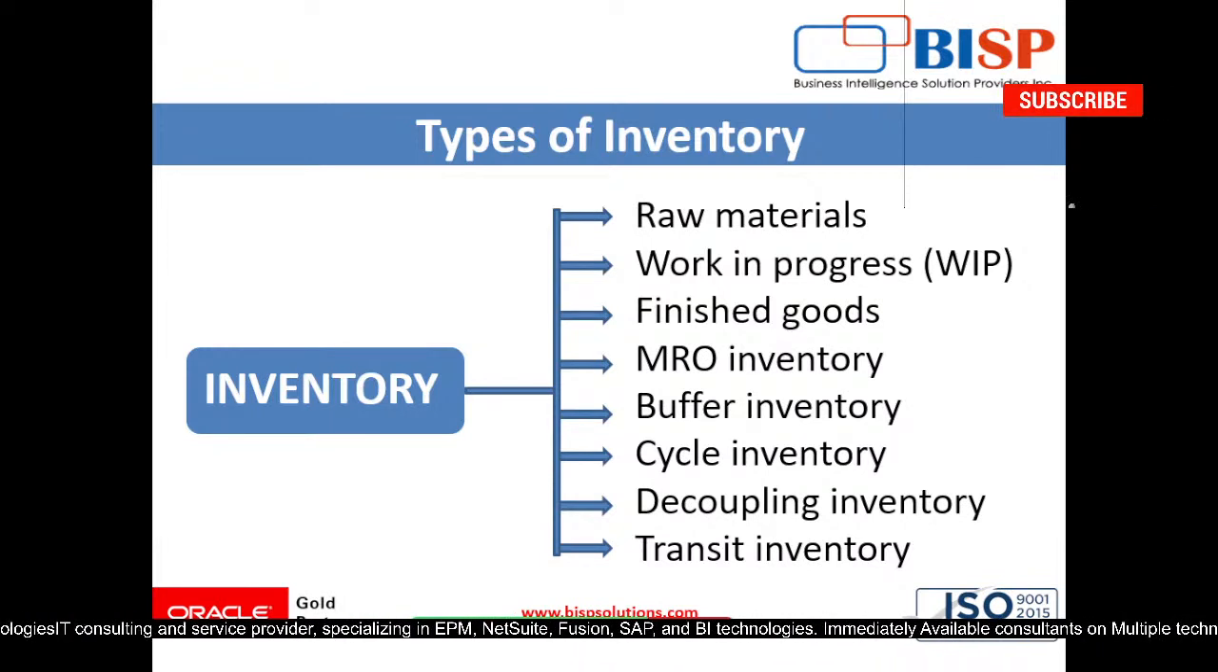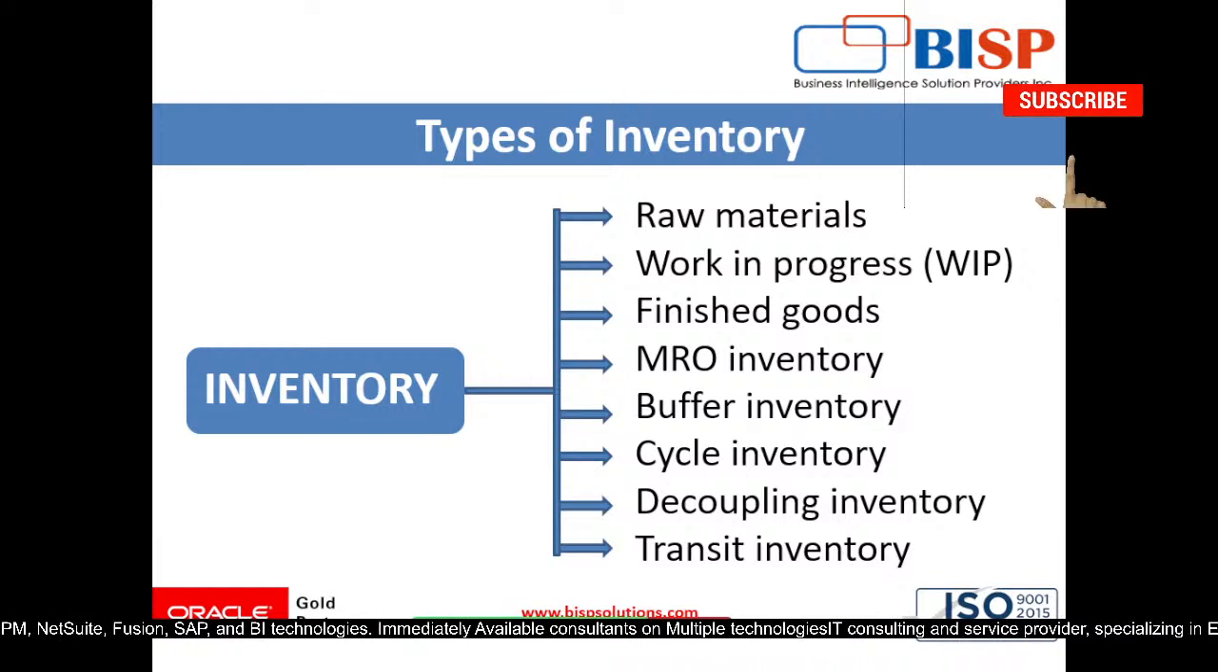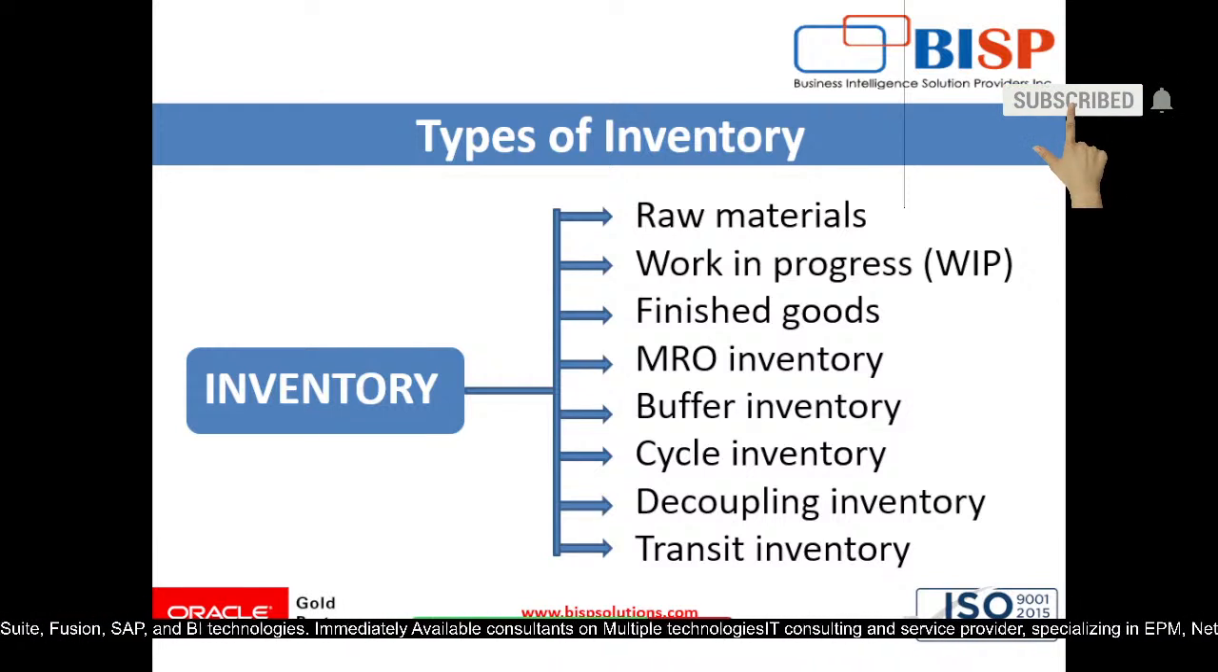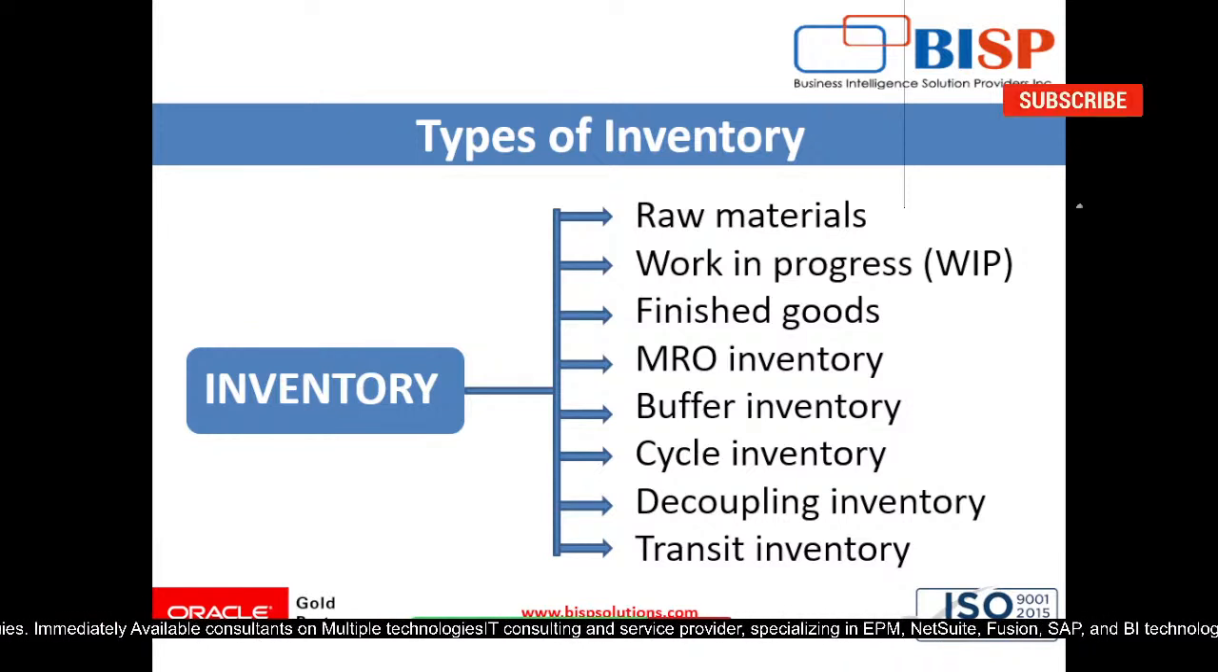So we don't have the raw materials inventory in the trading industries, right? Let's take the one example of work in progress. Work in progress inventory is when the raw material has been sent for the process but has not yet become a finished good. This stage is known as work in progress.